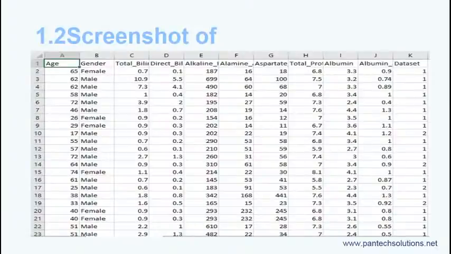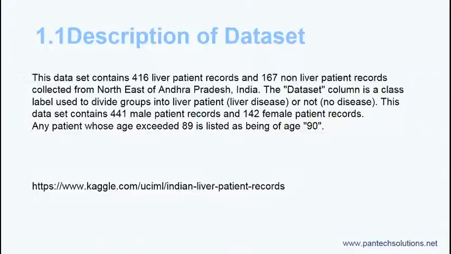The dataset is like this. See here, I have a dataset of liver patients. In total I have 416 liver patient records.